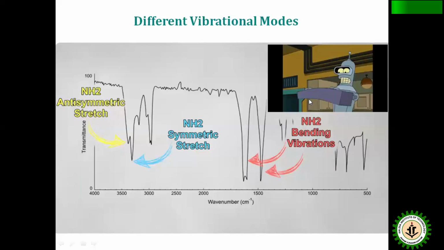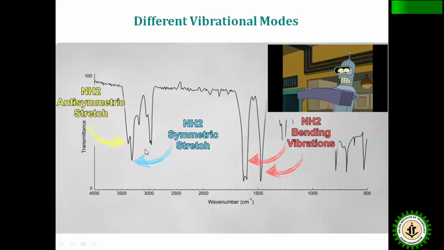Now I will discuss general features of the IR absorption spectrum. As I mentioned, there are different types of vibrational modes: symmetric stretching, anti-symmetric stretching, and different kinds of bending. But the general observation is that the anti-symmetric stretching vibration appears at higher frequency as compared to symmetric stretching vibration, as shown here, because anti-symmetric stretching requires more energy as compared to symmetric stretching, and bending vibrations generally appear at lower frequency as compared to stretching vibration.